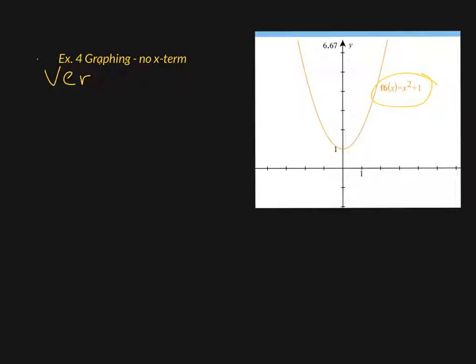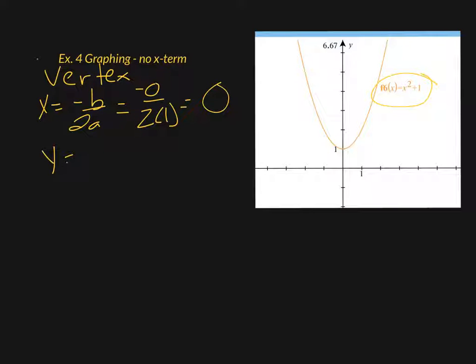We can see from our graph it's going to be 0, 1. But let's do it algebraically. So x equals negative b over 2a, which is going to be negative 0, just 0, over 2 times 1. But it doesn't matter because it's going to be 0. Plug that in for x. So y equals 0 squared plus 1, or just 1. That means our vertex is the point 0, comma 1, right here. This is our vertex. It's also our min, and it's going to be our y-intercept as well.